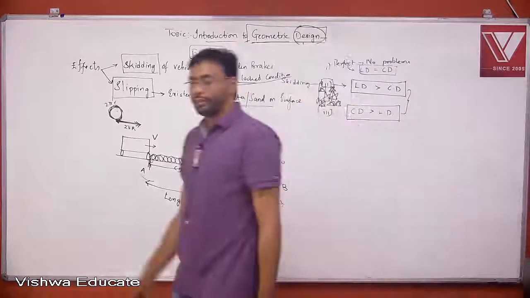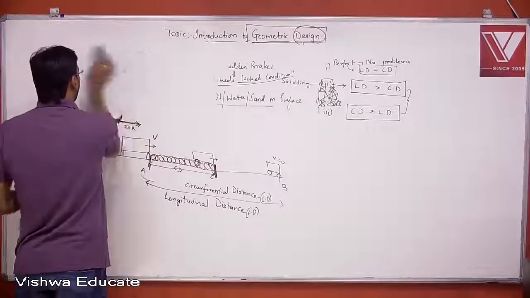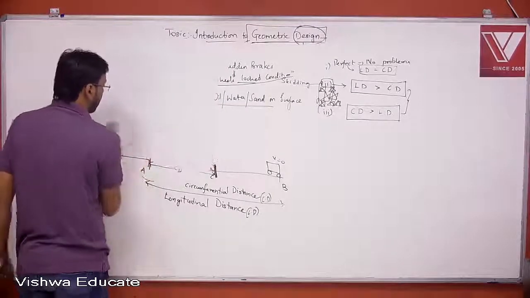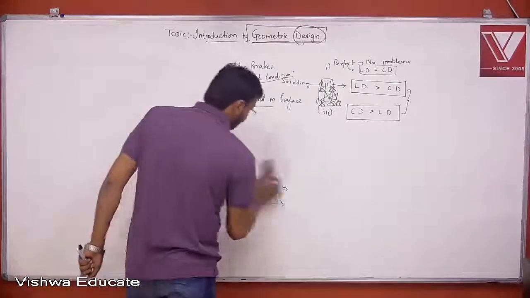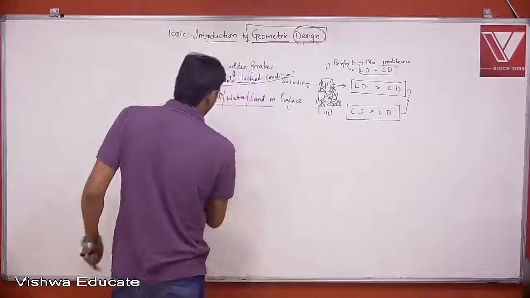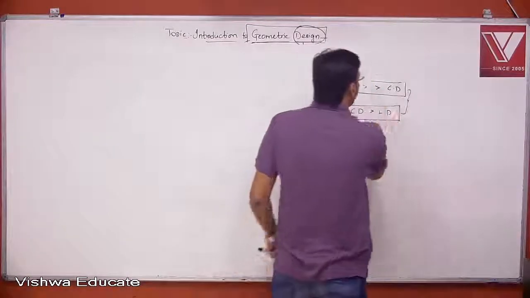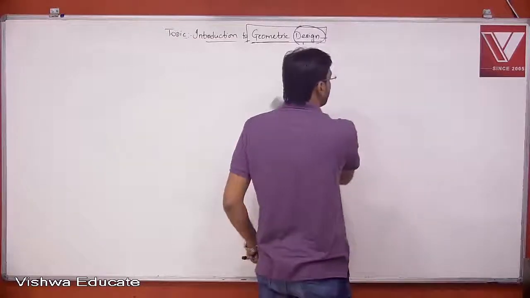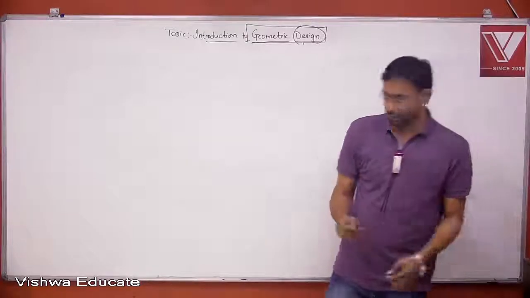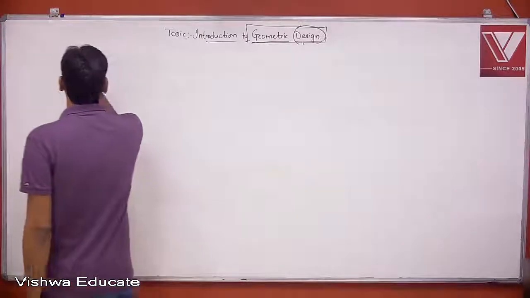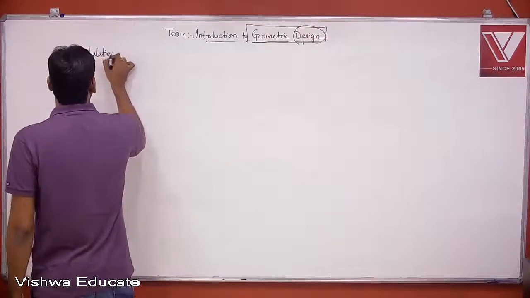I hope you're done with the writing part. So we have covered the second geometrical element, that is friction, its effects, types of friction, right? So the next geometrical element is undulations or unevenness.